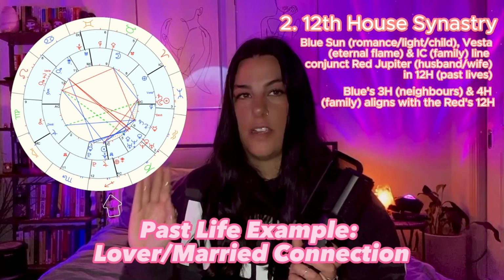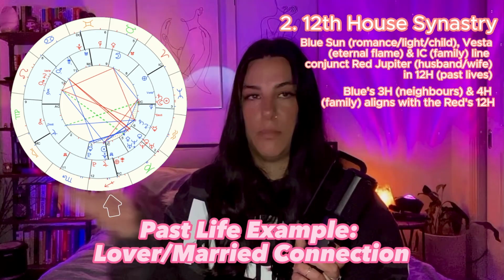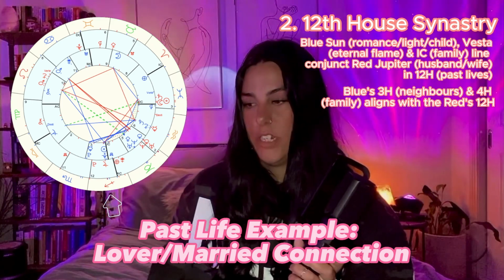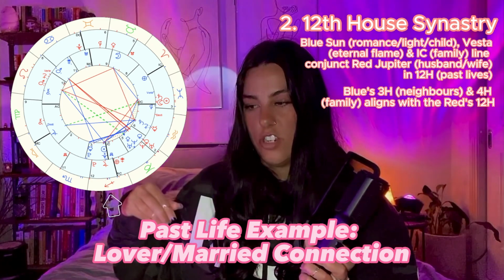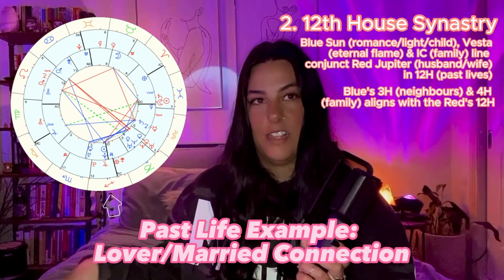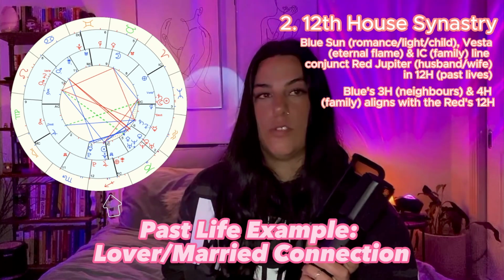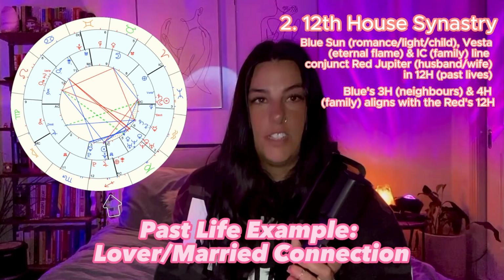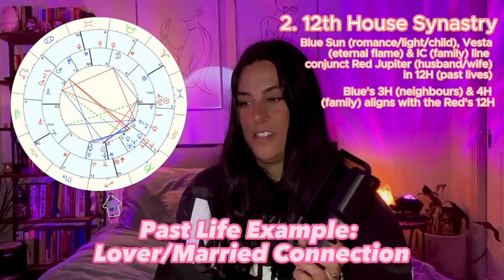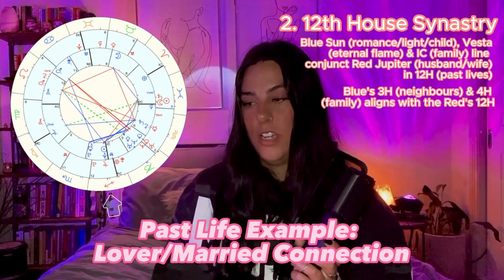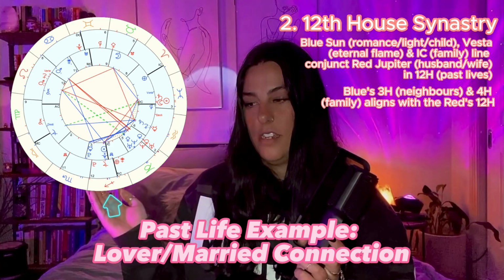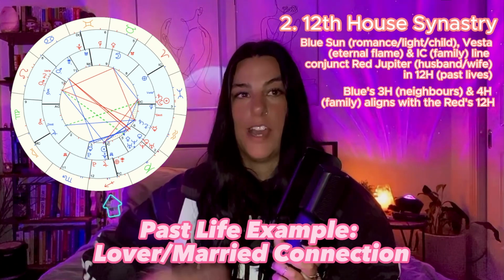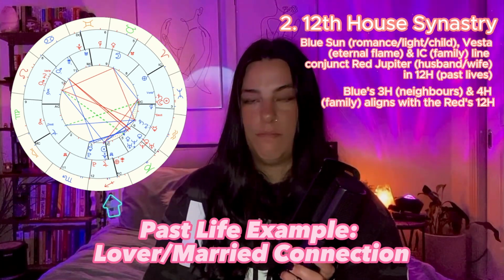So 3rd is most likely neighbors, they probably lived near each other in their past life, but then eventually became family, which is why they have this conjunction to the blue person's IC line, their family line, and part of their 4th house of family is also on it. So definitely they were married, definitely they had kids, or at least one child, and they were probably neighbors before they fell in love, and then got married and had a family.